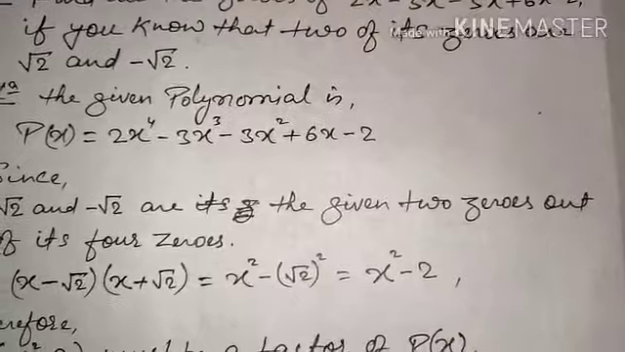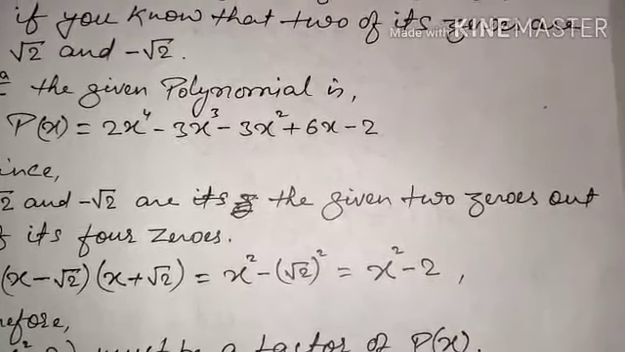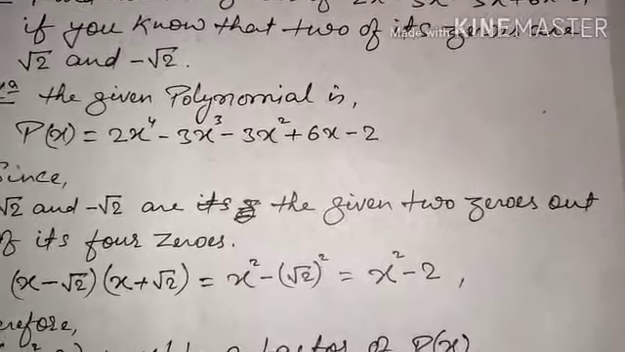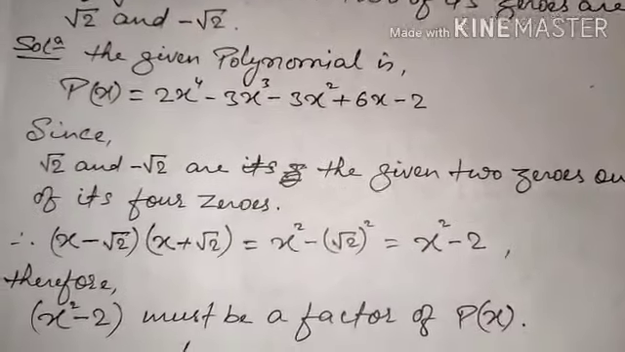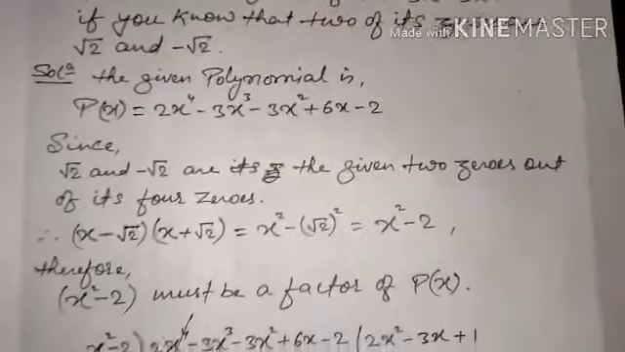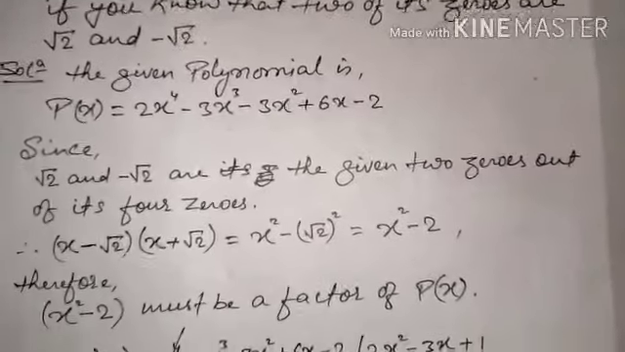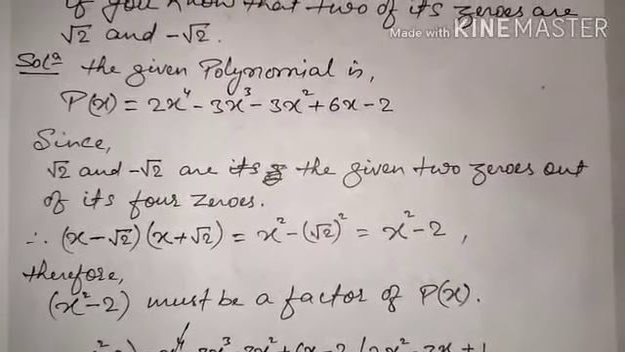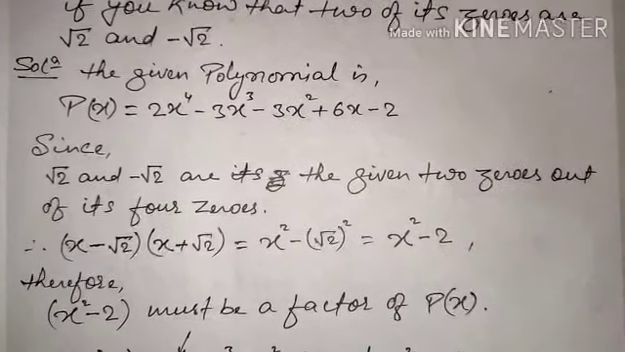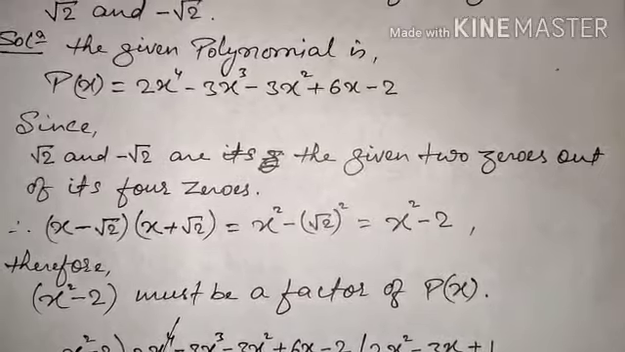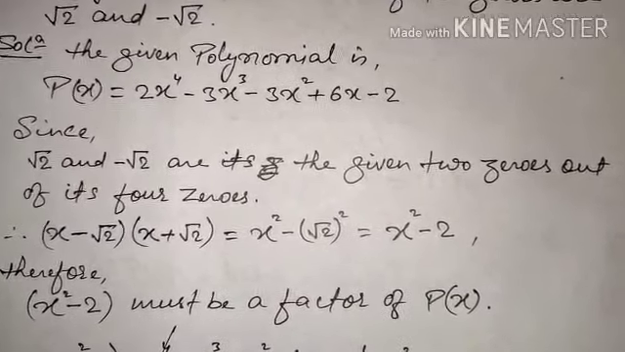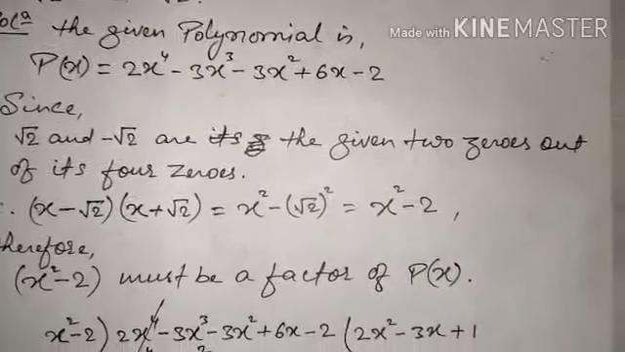Now to find out its remaining 2 zeros, we'll use the given 2 zeros and we'll use the division of polynomials to find out the remaining 2 zeros. That's why I had taken this question. It is based on the application of the division of polynomials. So, starting the solution, the given polynomial is p(x) equal to 2x to the power 4 minus 3x cube minus 3x square plus 6x minus 2. This is the given polynomial.